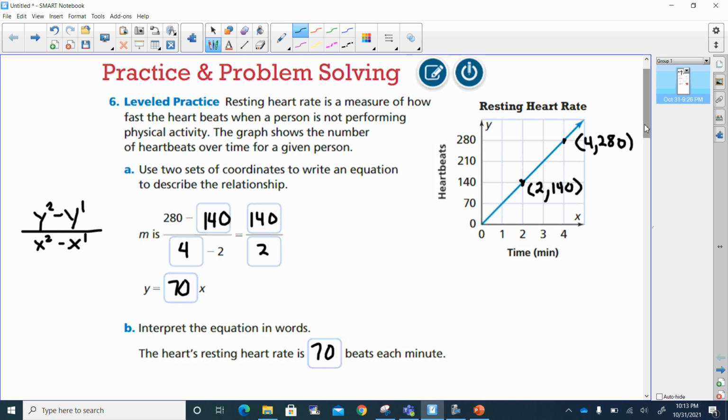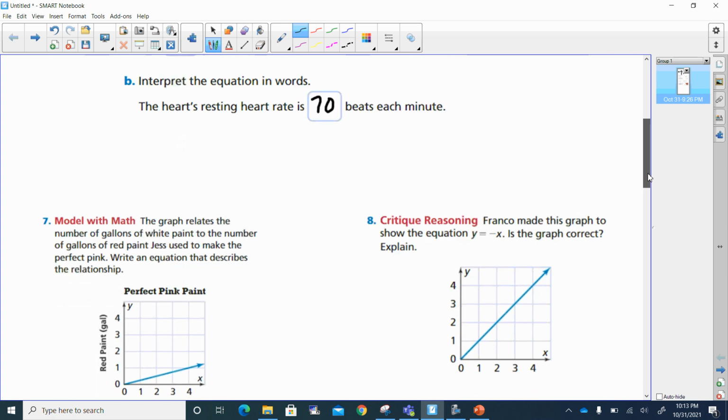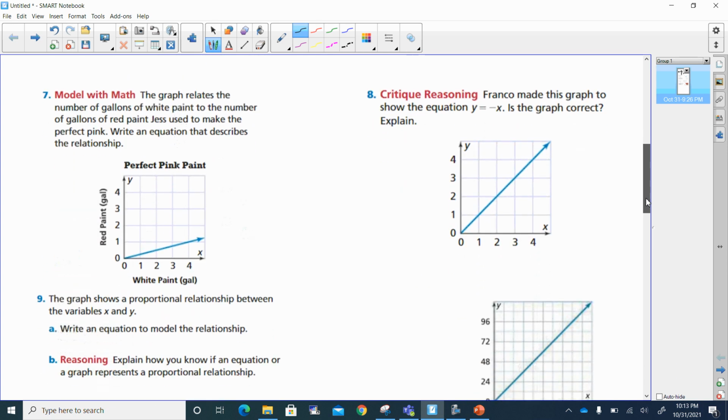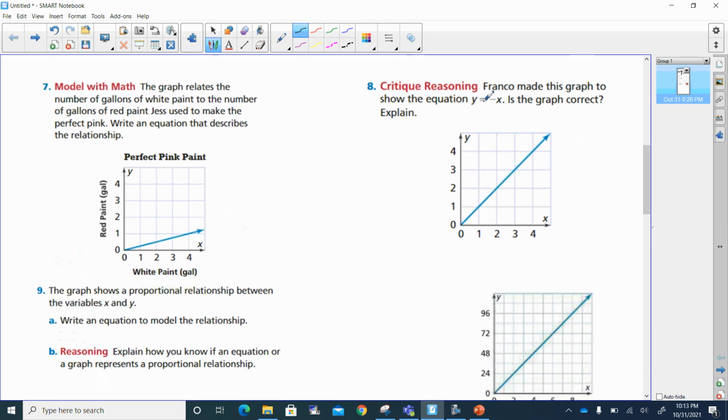All right, let's move on. Got number 8. It says Franco made this graph to show the equation y equals negative x. Is the graph correct? Remember, they're trying to say y equals a negative x. Right off the bat, I can tell you this graph is not correct because, remember, a line has to be going down to be negative. So my answer will be no.